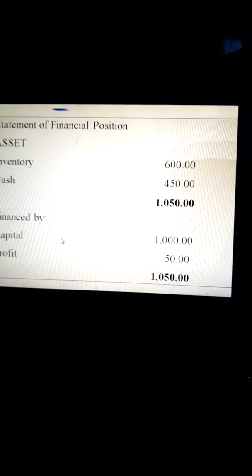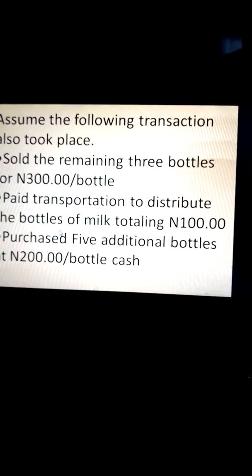Now let's go further by assuming that some other things took place also in that transaction. Let's assume that he sold the remaining 3 bottles for 300 naira per bottle. You remember, he bought 4 bottles of milk. He sold 1 the last time, so he has sold the remaining 3 bottles. He also paid transportation to distribute the bottles of milk, totaling 100 naira. And he purchased 5 additional bottles at 200 naira per bottle.